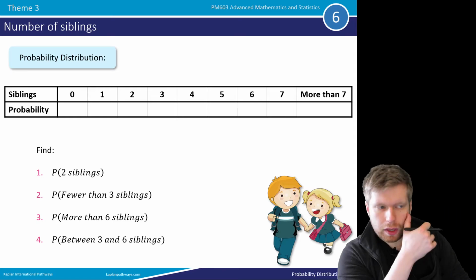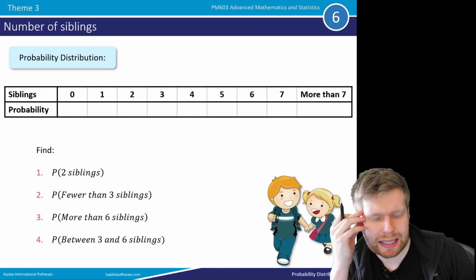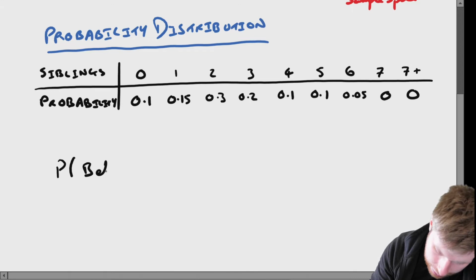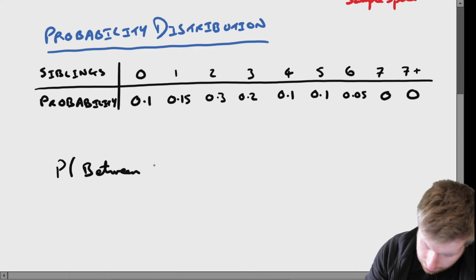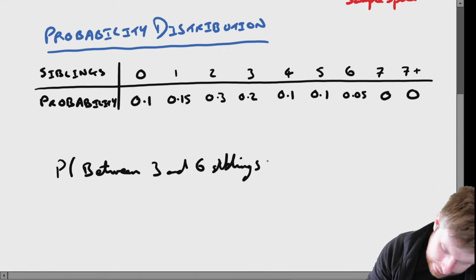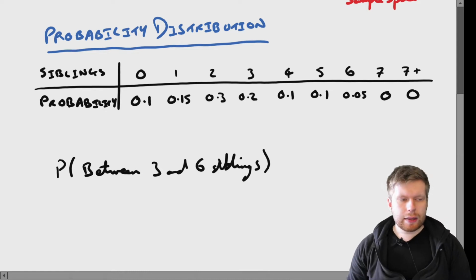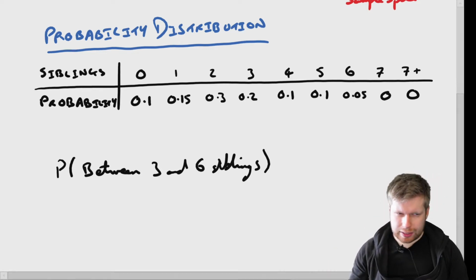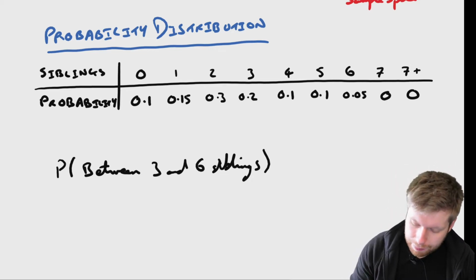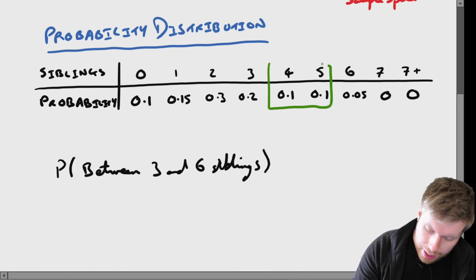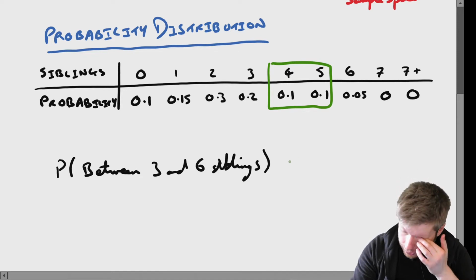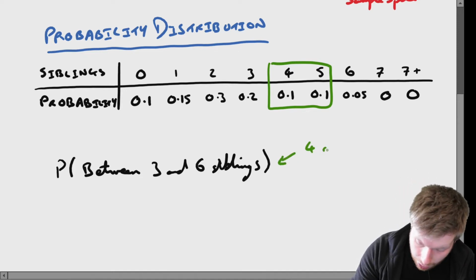Now, if you have a look at the next one, the probability of selecting somebody between 3 and 6 siblings, I think this is slightly more confusing, right? Because you notice it says between 3 and 6. So there's 3 different ways, I think, in which you can interpret this probability. You can either say between 3 and 6 siblings, that's 4 or 5 siblings. So 0.1 plus 0.1, that could be 0.2. So it could be 4 siblings or 5 siblings.